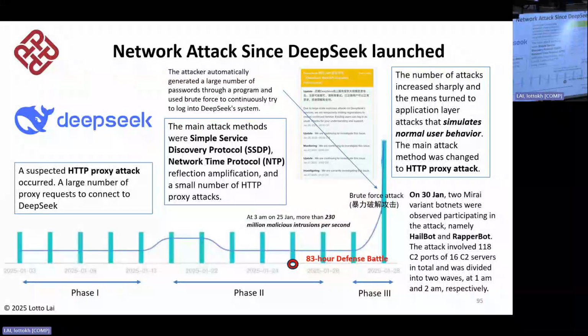After that, on the 28th, two virus botnets were observed participating in the attack, namely the Hailan bot and the Webber bot. The attack involved 118 C2 ports and 16 C2 servers in total, and was divided into two waves, from 1 a.m. and 2 a.m. respectively. A very serious attack.